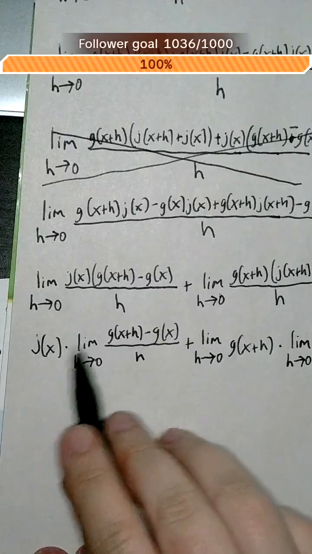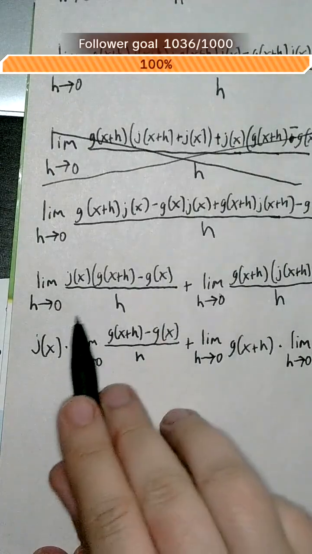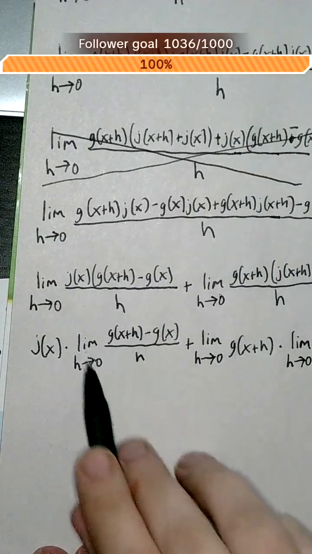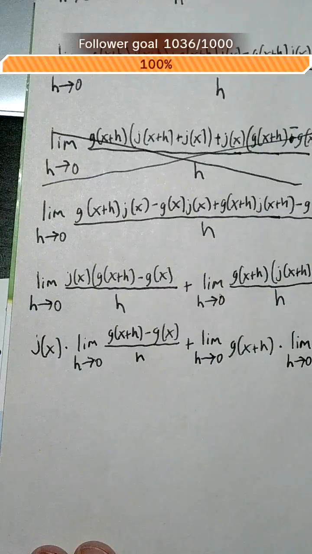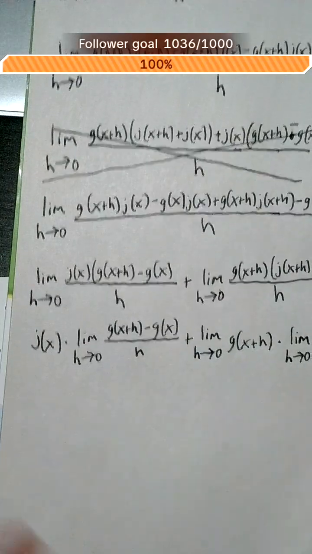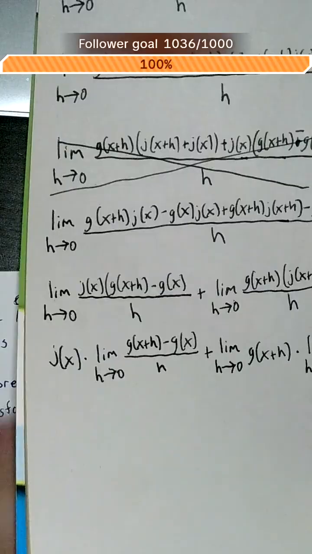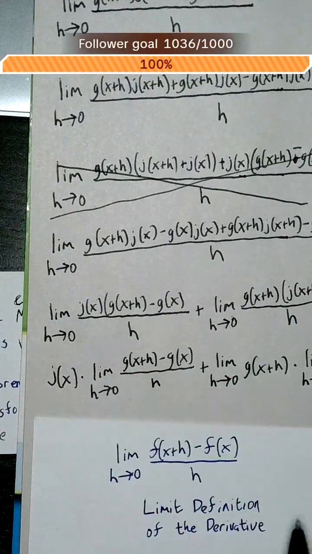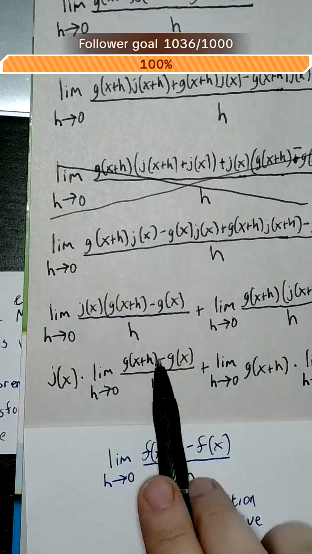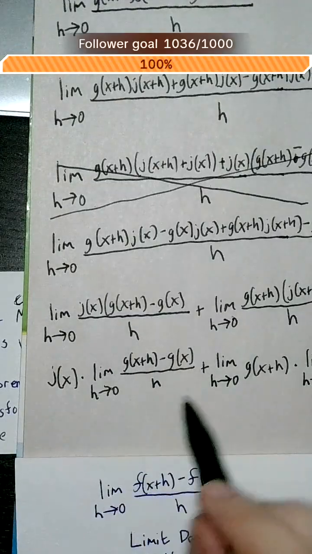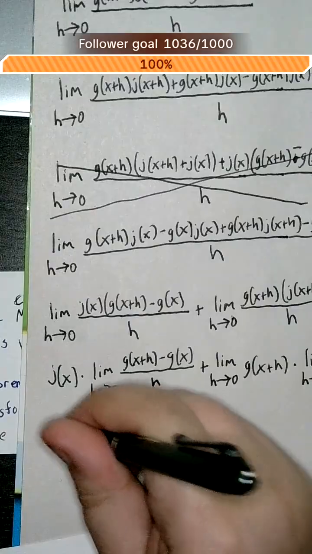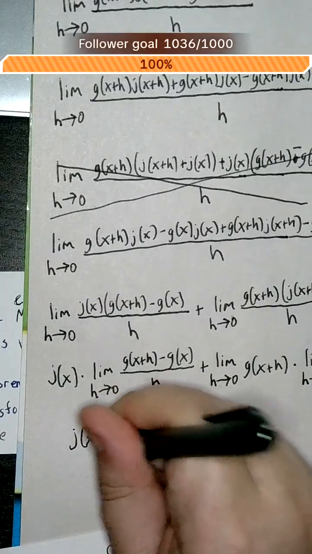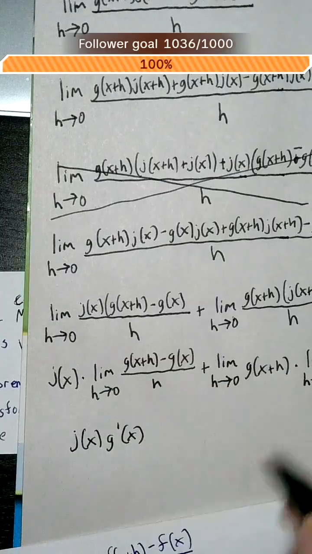So now, j of x here, do we recognize what this is? Well, that is just the limit definition of the derivative, although instead of f, it's g. So this is g prime. So this is j of x times g prime of x.